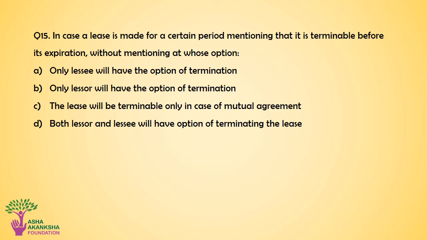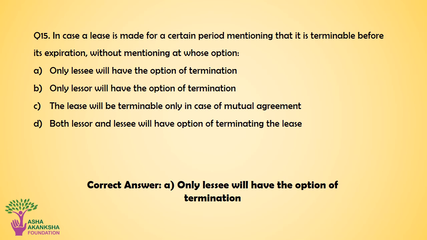Question number 15. In case a lease is made for a certain period mentioning that it is terminable before its expiration without mentioning at whose option? Option A. Only lessee will have the option of termination. Option B. Only lessor will have the option of termination. Option C. The lease will be terminable only in case of mutual agreement. Or option D. Both lessor and lessee will have option of terminating the lease. The correct answer of this question is option A. Only lessee will have the option of termination.